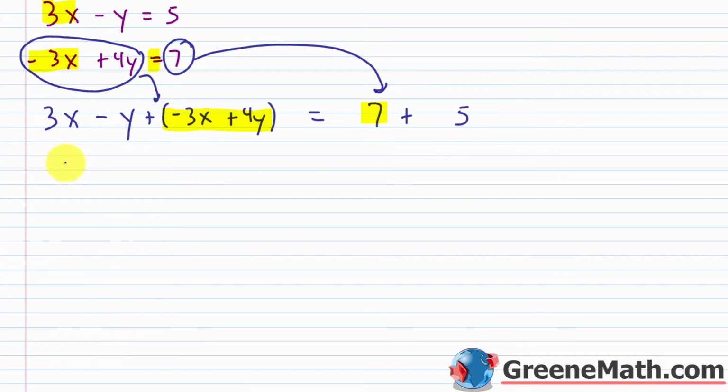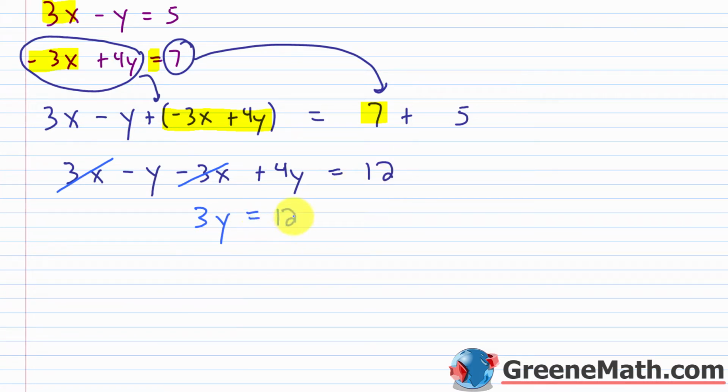So on the left, I would have 3x minus y. I'm just going to drop the parentheses here. So minus 3x plus 4y. And this equals 7 plus 5 is 12. Over here, we have that pair of variable terms. You have 3x and negative 3x. Those are going to cancel. And notice how when they cancel, the x variable is eliminated. Okay, it's gone. So I'm just left with a variable y. I have negative y plus 4y. That's going to give me 3y. And this is, of course, equal to 12. I can now solve my linear equation in one variable, divide both sides by 3. This will cancel. You'll get y is equal to 4.